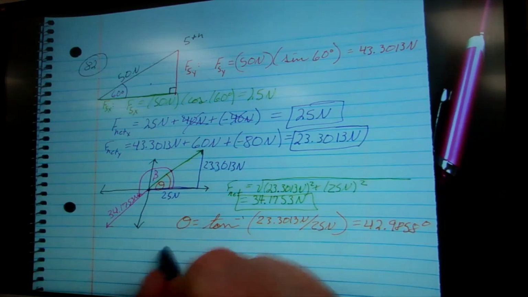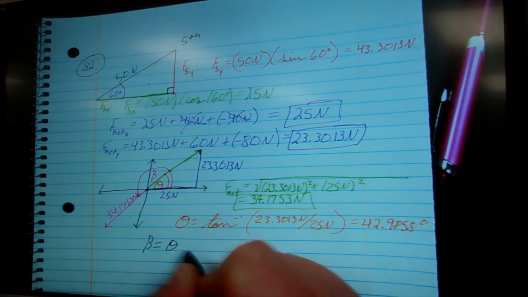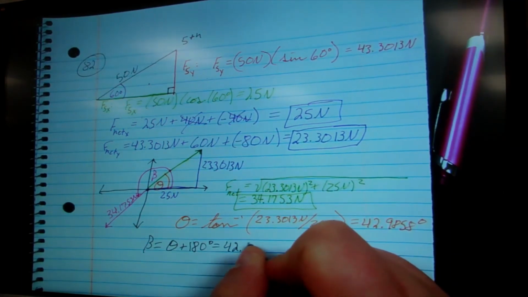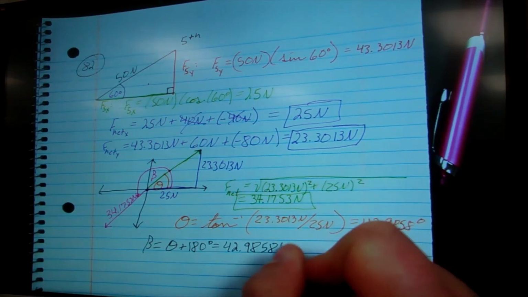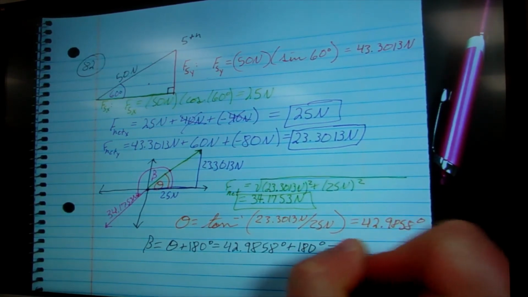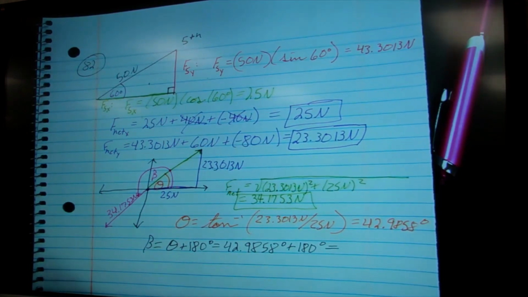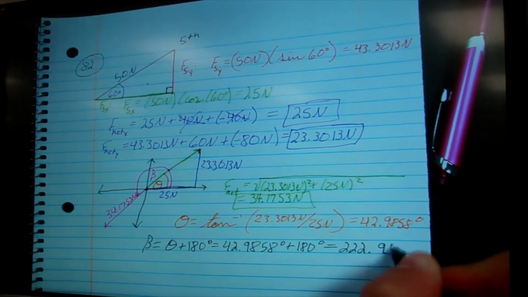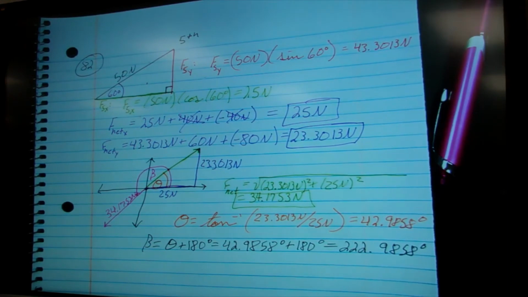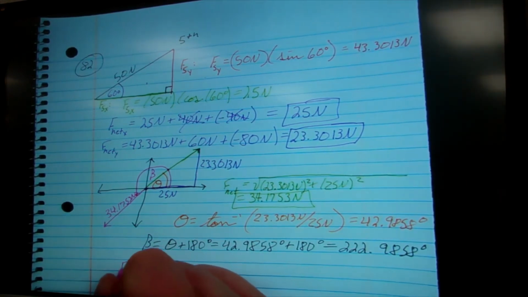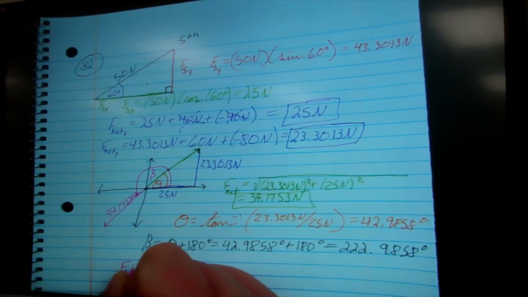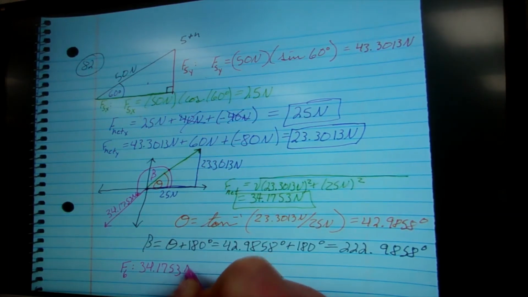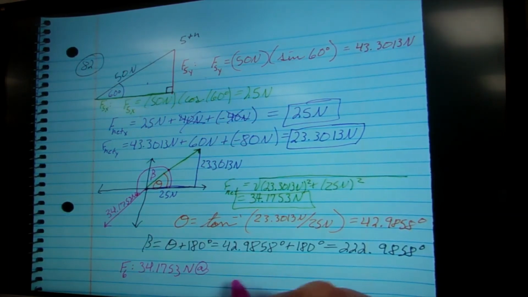So to find beta, beta is equal to theta plus 180 degrees, which is 42.9858 degrees plus 180 degrees. That gives me 222.9858 degrees. So the sixth force would be 34.1753 newtons at 222.9858 degrees. Beautiful job. And that's it.